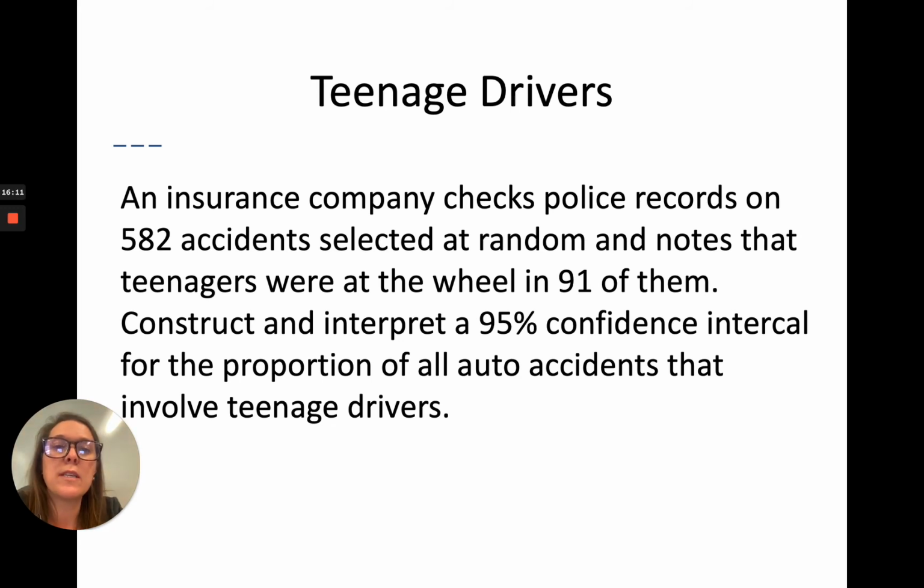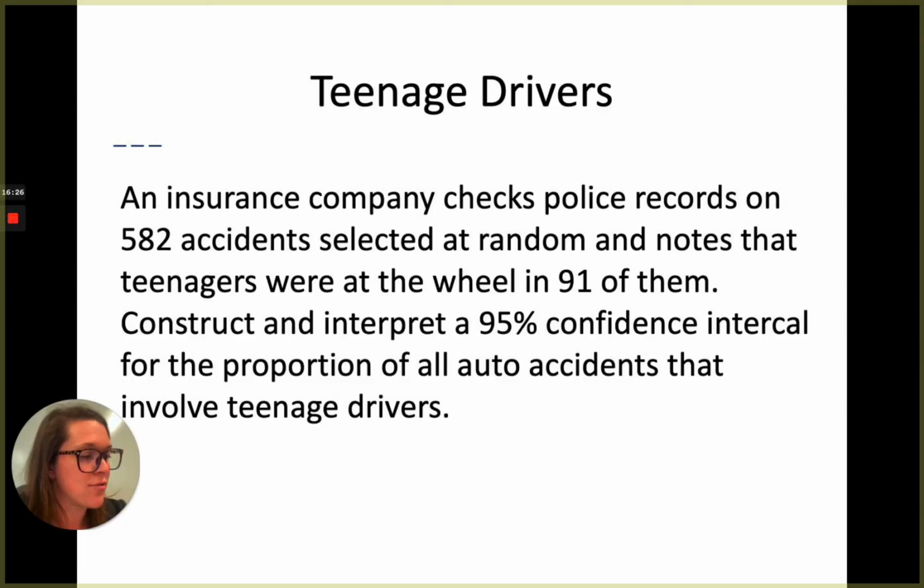So an insurance company checks police records on 582 accidents selected at random and notes that teenagers were at the wheel in 91 of them. Construct and interpret a 95% confidence interval for the proportion of auto accidents that involve teenage drivers. Okay, so let's go ahead and start.